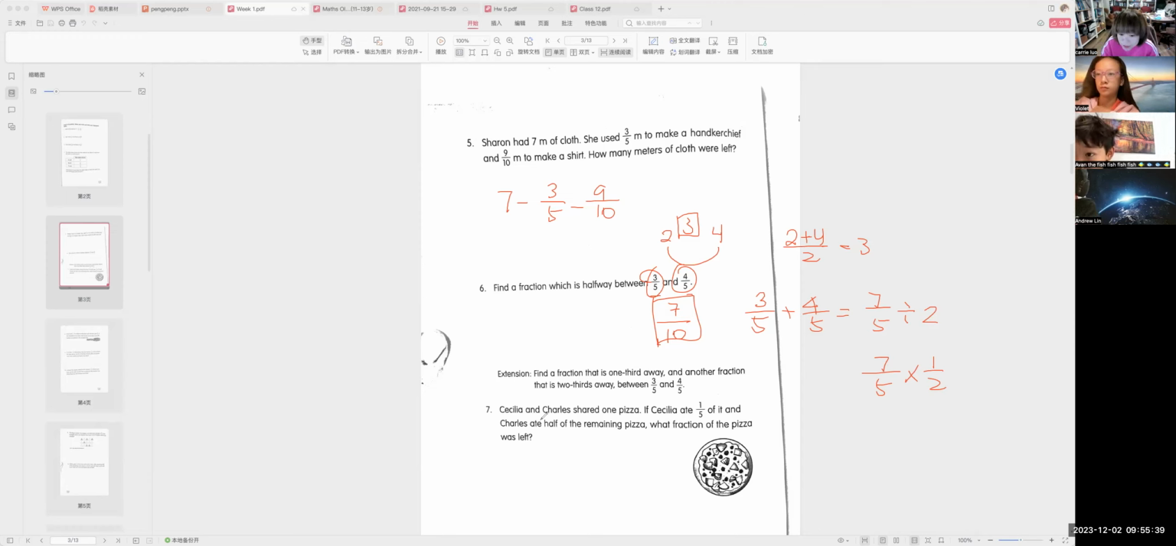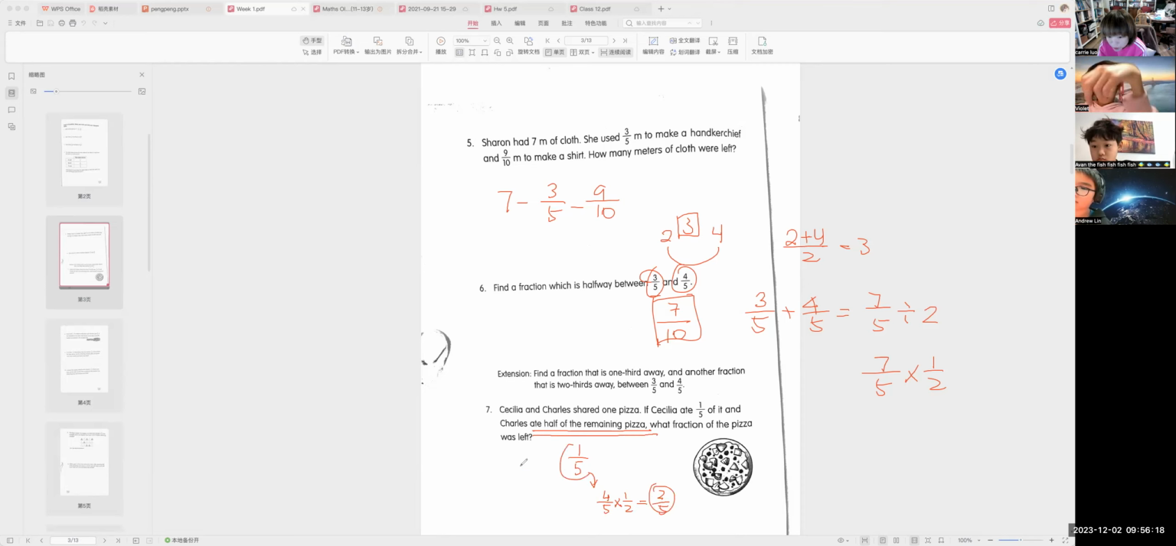Okay, so number 7. Cecilia and Charles shared one pizza. If Cecilia ate 1 over 5 of it and Charles ate half of the remainder pizza, what fraction of the pizza was left? The hard part is the half of the remainder pizza. First, Cecilia ate 1 over 5, and what is left? 4 over 5. Half of the remainder is 4 over 5 times 1 over 2 equals 2 over 5.